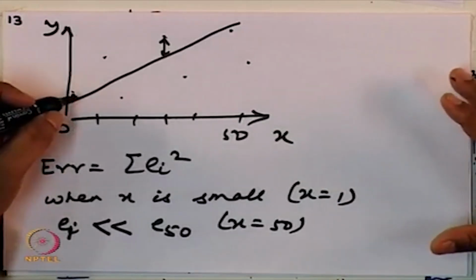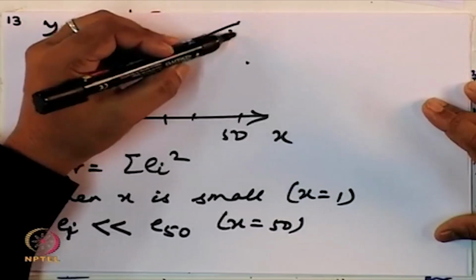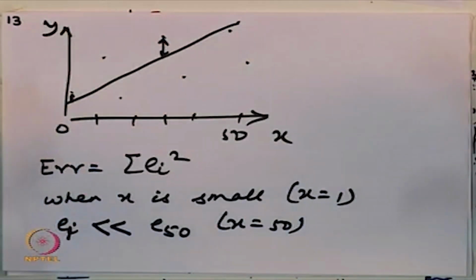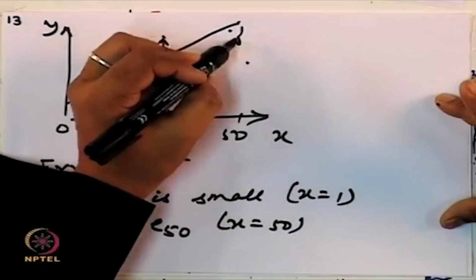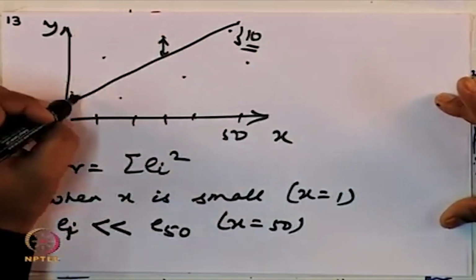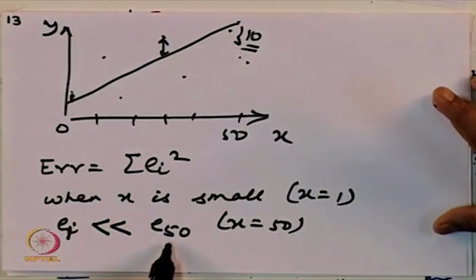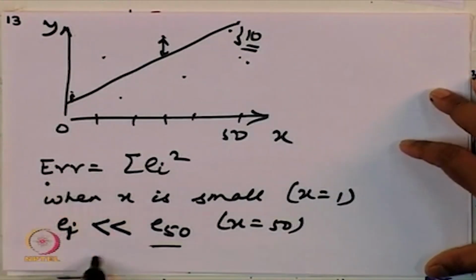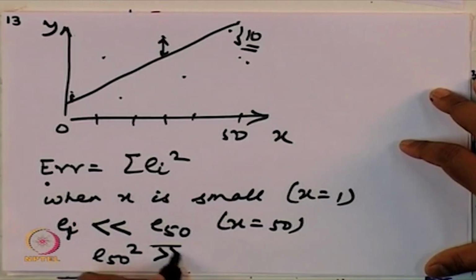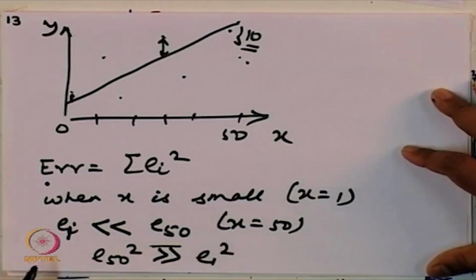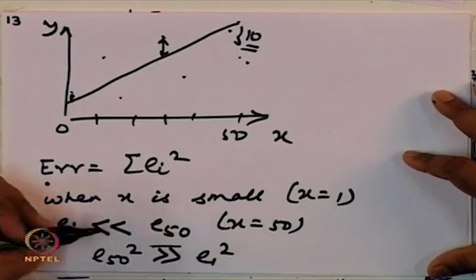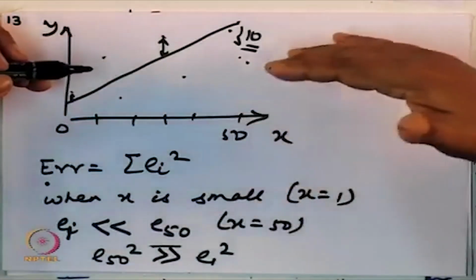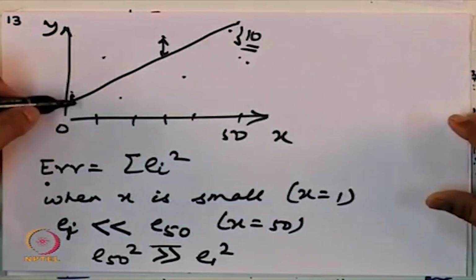So, your error is 2 or 3, but instead of 50 you are getting a value of 60 or 70. Let us say this is off by 10, but this off by 10 has a much more significant contribution. When you write your error expression, E50 square is going to be significantly greater than E1 square. So, this would tell you that for higher values your estimate is going to be better than for lower values.